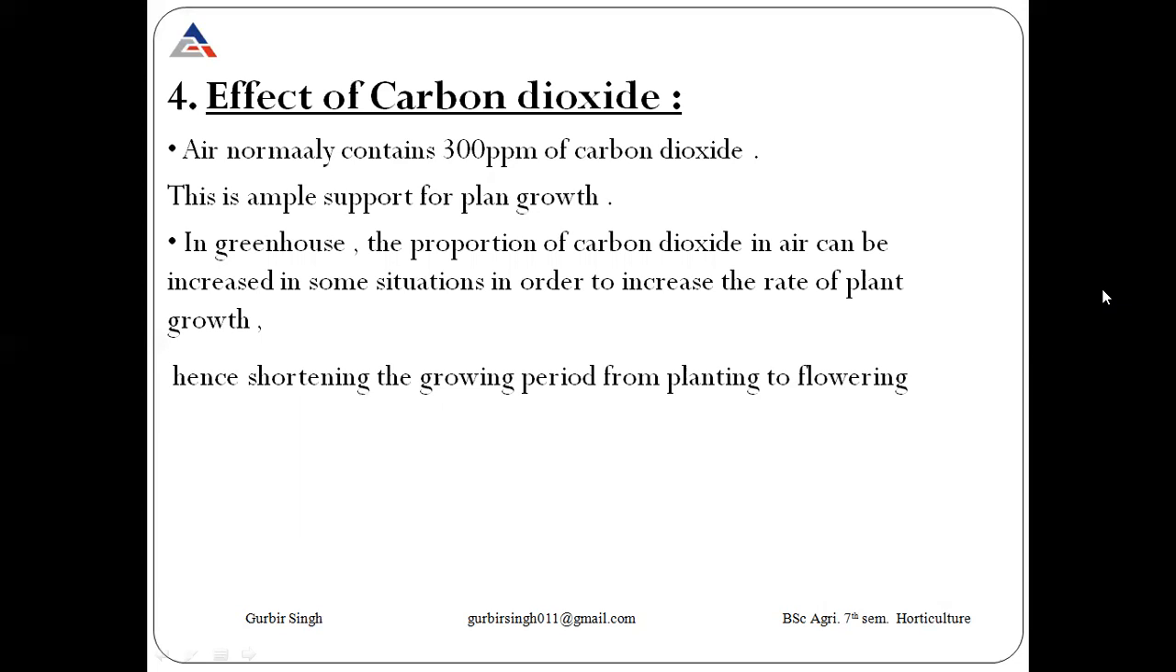Air normally contains 300 ppm of carbon dioxide. This is ample support for plant growth. In a greenhouse, the proportion of carbon dioxide in air can be increased in some situations in order to increase the rate of plant growth, hence shortening the growing period from planting to flowering.